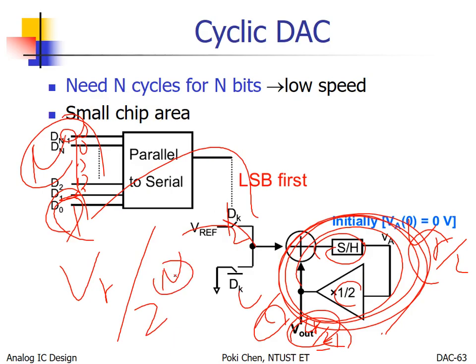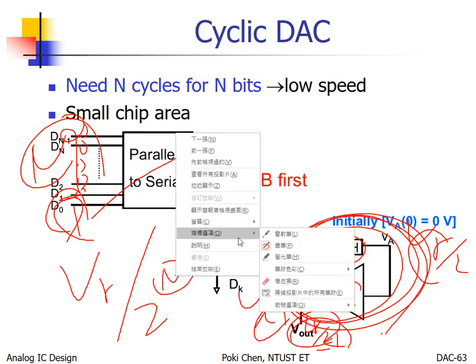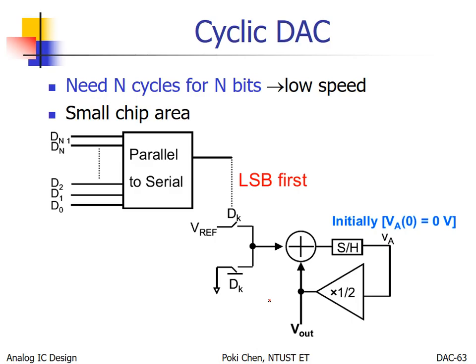It takes n cycles. But you ask, how about D1? D1 is 0, 1, 0, 0. So for the first 0, nothing. 0 here, 0 there, 0 output. Nobody cares. When D1 shifts in, congratulations, you have V reference connected to the output.